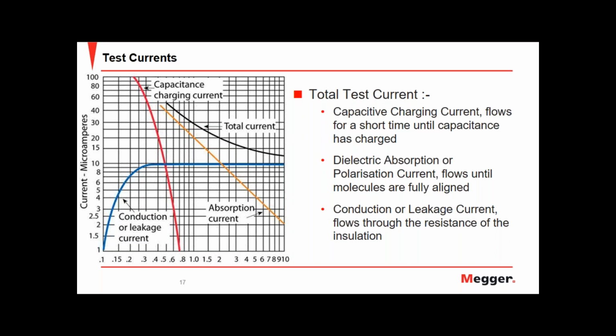Now, the conduction or leakage current normally begins at low levels and settles to a constant value. And this is the current that travels through the insulation and flows along the surface of the insulator once all the other transient currents have decayed. We see this as one current, and that's what we measure with an ammeter within the instrument. And using Ohm's law, we can represent this as a resistance value.